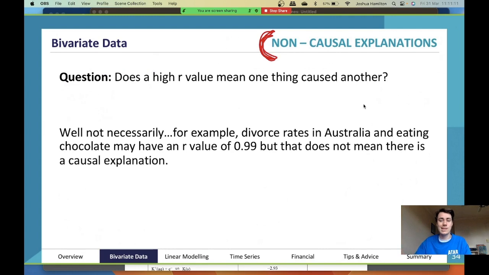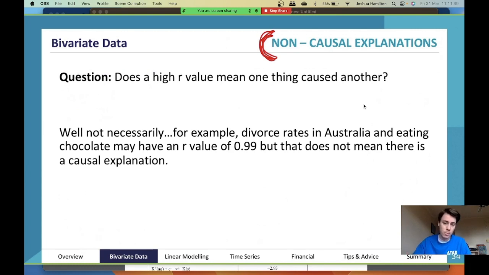All you need to know is that sometimes an R value is misleading. Data is misleading. Data explains something that in common sense does not make sense. So sometimes you need to use a bit of common sense. There'll be a question where they'll say, you've got these two factors and a really high R value, what's going on? You just need to say, it's likely that these are just coincidence and there's no real explanation for these two pieces of data being the same.